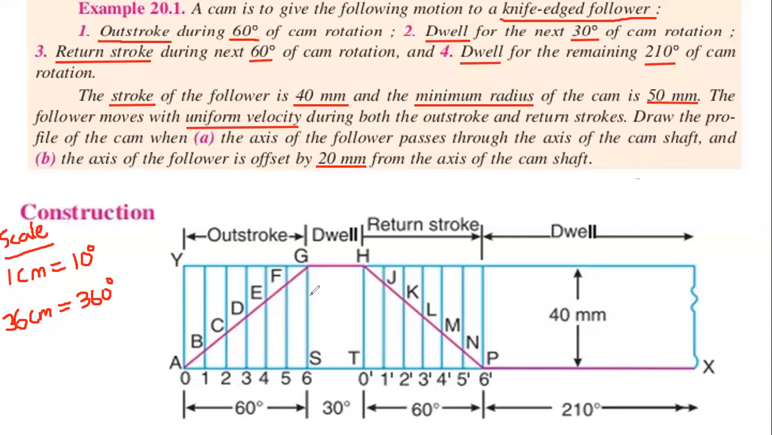So first we have to divide the sections as the outstroke, dwell, return stroke, and the dwell sections. So in total there are 4 sections, that is outstroke, dwell, return stroke, and dwell. So first the outstroke. So the outstroke given angle is 60 degrees. So we have to take it in centimeters, that is 60 degrees means 6 centimeters. So the length of the outstroke is 6 centimeters.